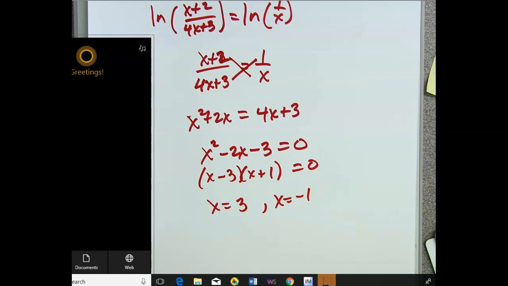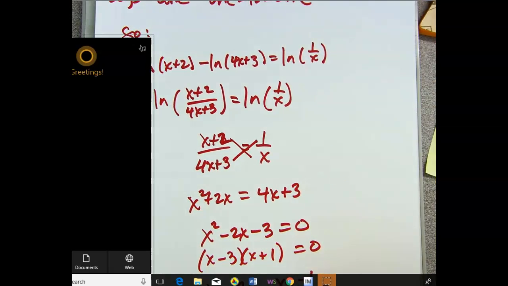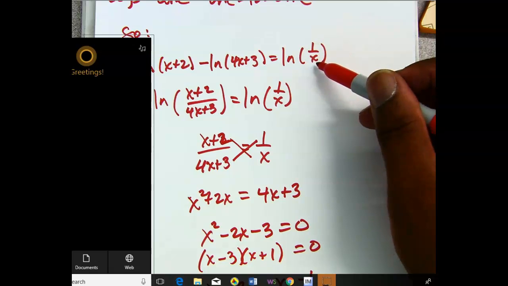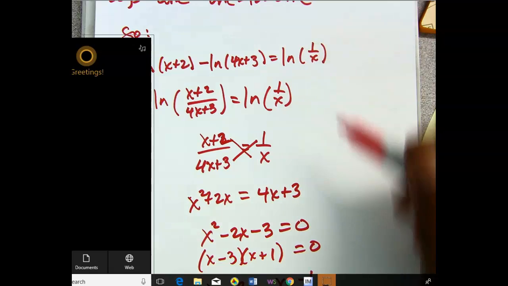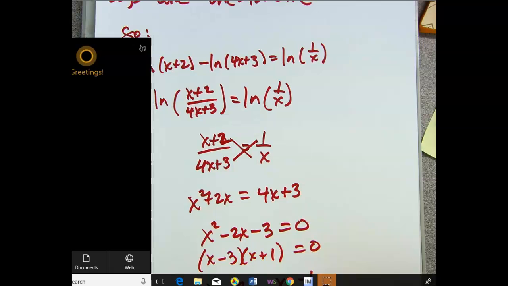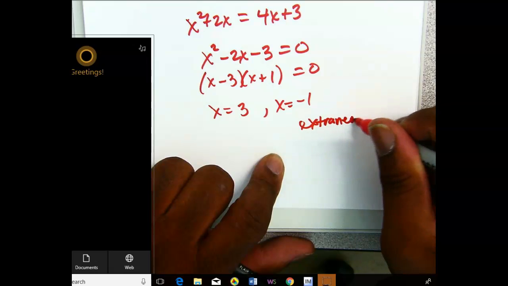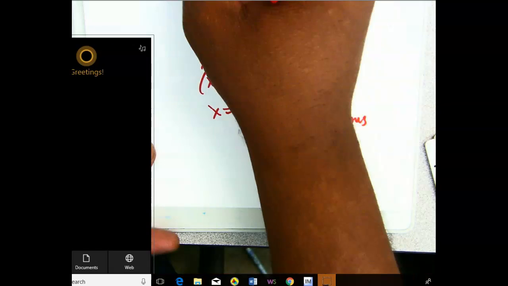Plug it back into the original. When you plug in negative 1, you're going to get the natural log of 1 divided by negative 1, the natural log of negative 1. So the negative 1 is a false solution. This is extraneous. But what about the 3?